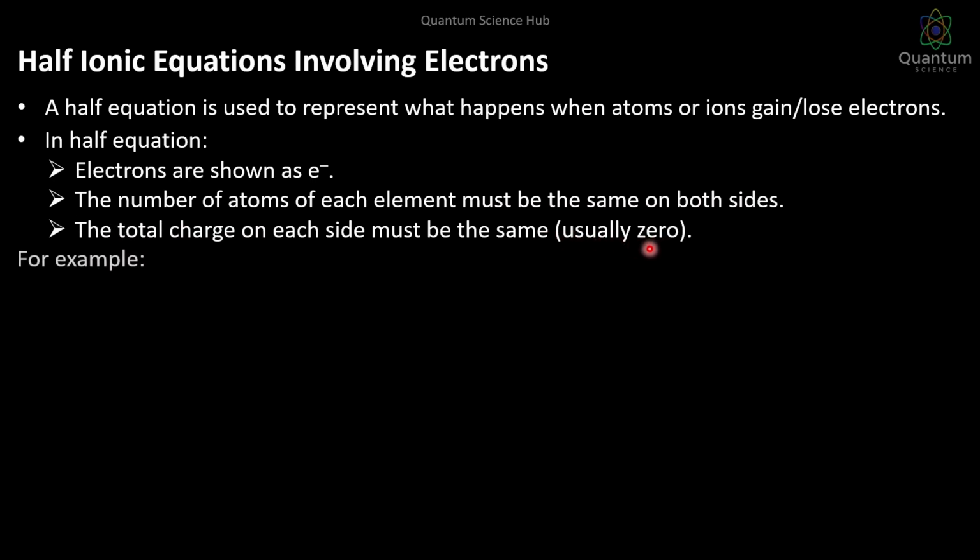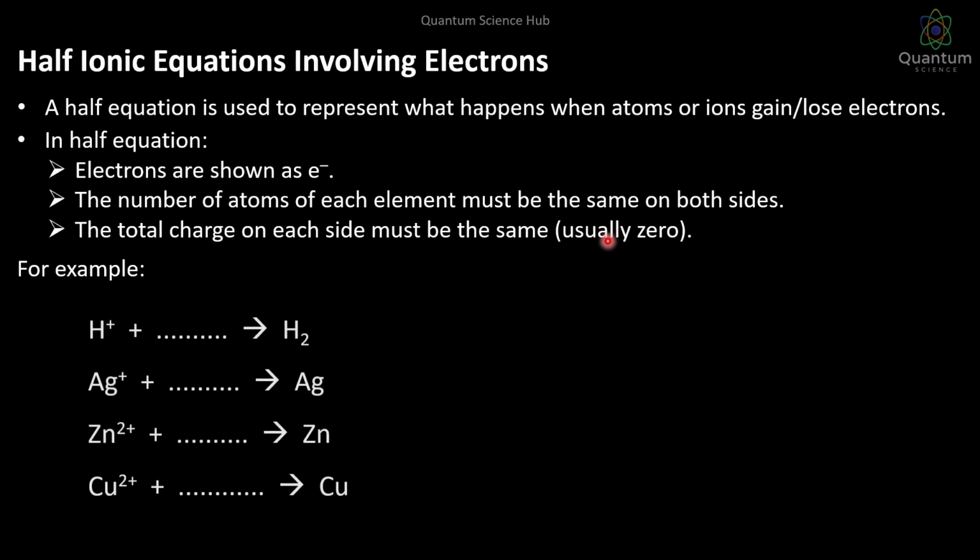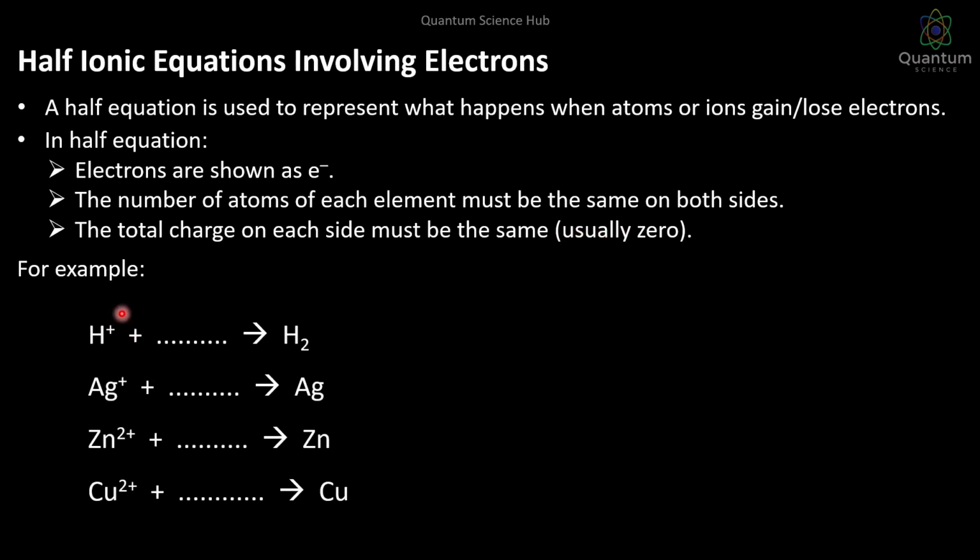Let's take a look at this example. Here we have ions, and here we have atoms, so it is from ions becoming atoms. Imagine I have H+ becoming H2. How many H at the right side? 2H, so I will put 2 here. Now just because I put 2, the charge at the left side is positive 2.